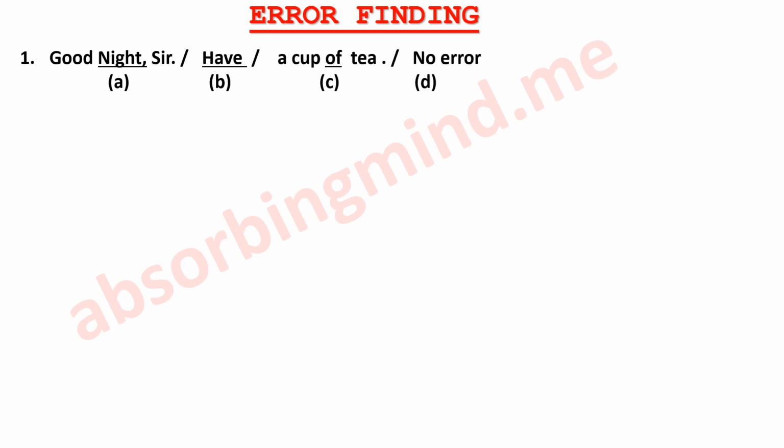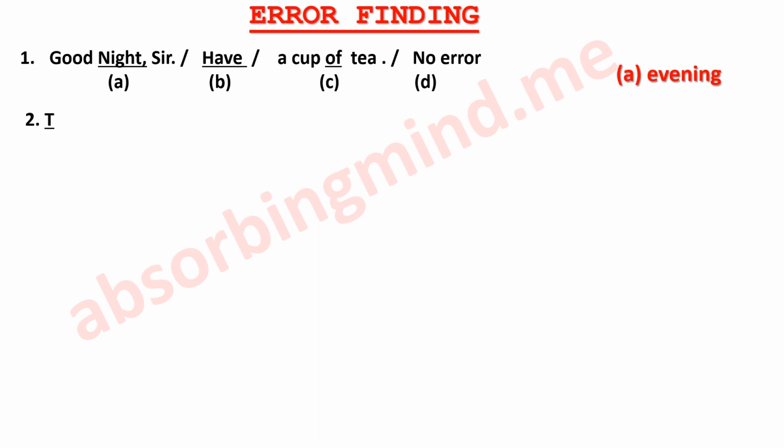Next in the exam series is error finding, where we divide a given sentence into parts. We have to spot the error. In the first example, good night sir, have a cup of tea. This sentence has been divided into parts and the last part is showing the no error option. We say good evening when we meet a person. That means part A is having an error. It has to be good evening sir, have a cup of tea.